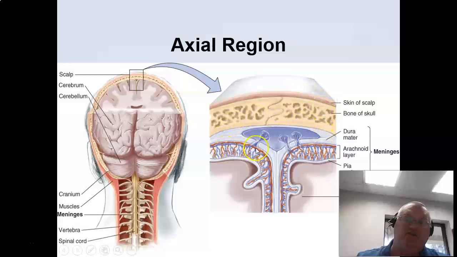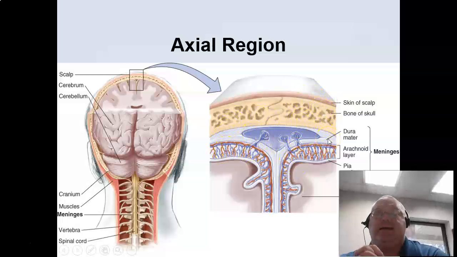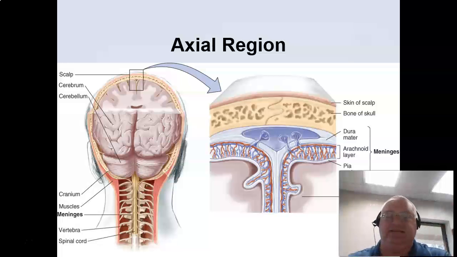And then underneath those, by the way, there are 3 layers down here in the brain known as the meninges: the dura mater, the arachnoid, and the pia mater. I remember it by the term DAP. It's just D is on the very outside, P is on the inside. Okay.